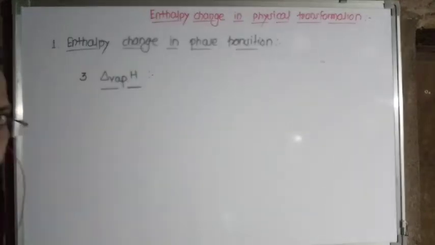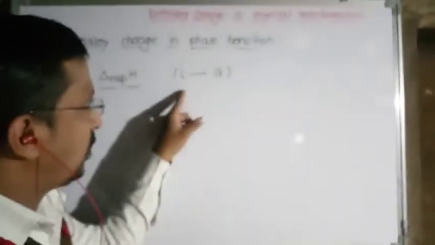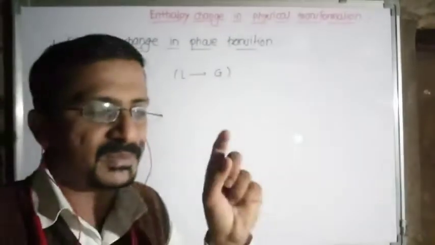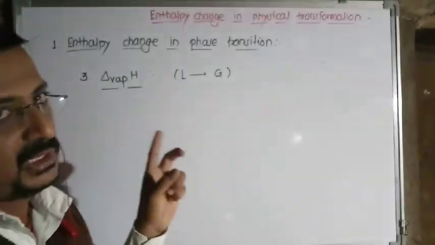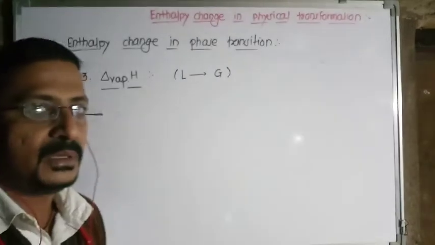As far as enthalpy of vaporization is concerned, what happens in vaporization? Yes, liquid is converted into gaseous state. The definition is the same: the enthalpy change accompanying the process in which 1 mole of liquid substance is converted into gaseous state at constant temperature without change in pressure. It is called the enthalpy of vaporization.